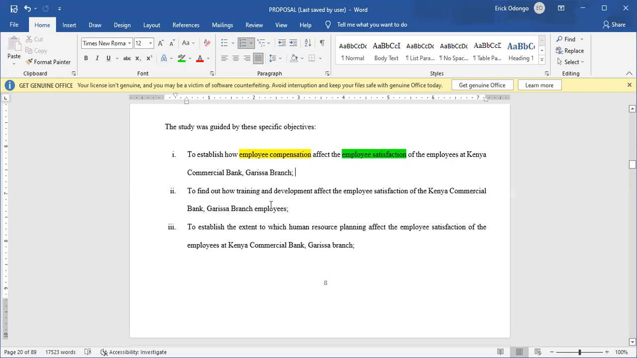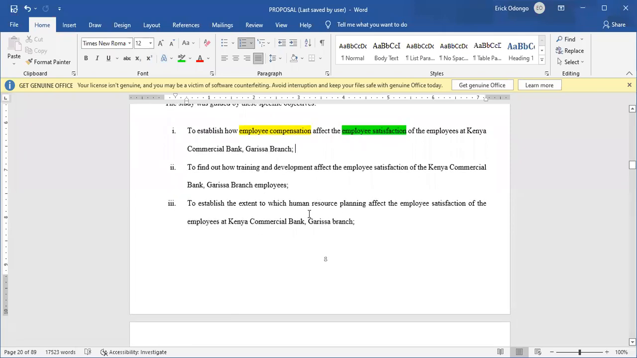My number two is training and development. I want to find out how training and development will affect the employee satisfaction of the employees at the Kenya Commercial Bank, and the branch, of course. Then my number three is the human resource planning. I simply want to establish.